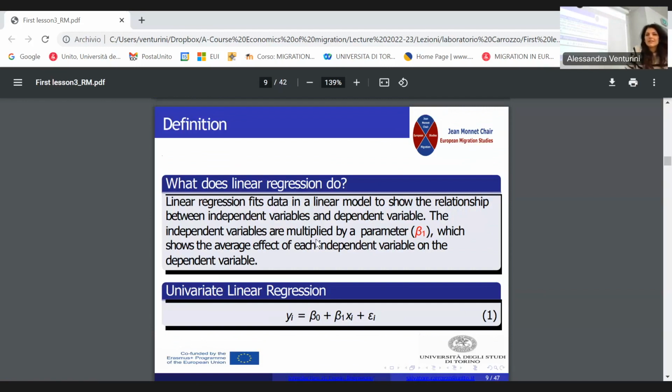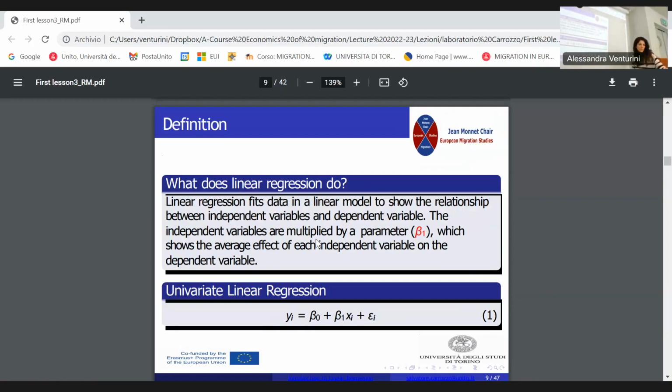Okay, what does linear regression do? Linear regression fits data in a linear model to show the relationship between independent and dependent variables. The independent variable is multiplied by a parameter, beta 1, which shows the average effect of each independent variable on the dependent variable. So the point is to investigate the effect.